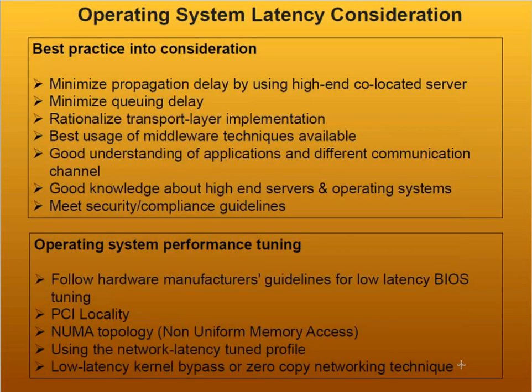Okay. Next is operating systems. Whenever messages traverse the wires, cross different switches, and come to our system, the operating systems are where our servers and applications are up and running. So there are a few considerations. One is to minimize propagation delay by using high-end co-located servers, which I already talked about. Minimize the queuing delay, like TCP window sizing and buffers.